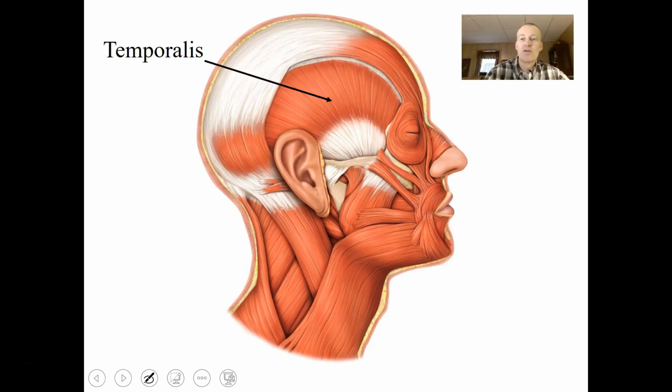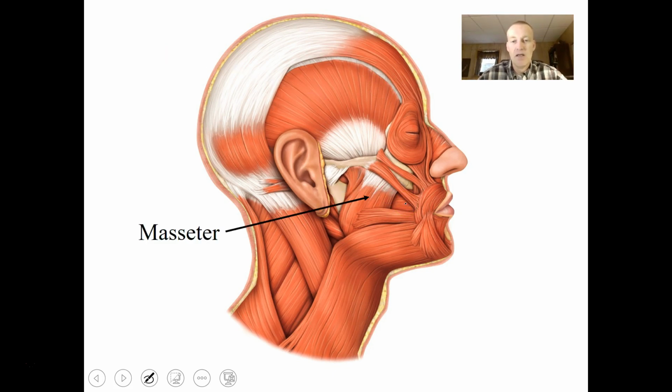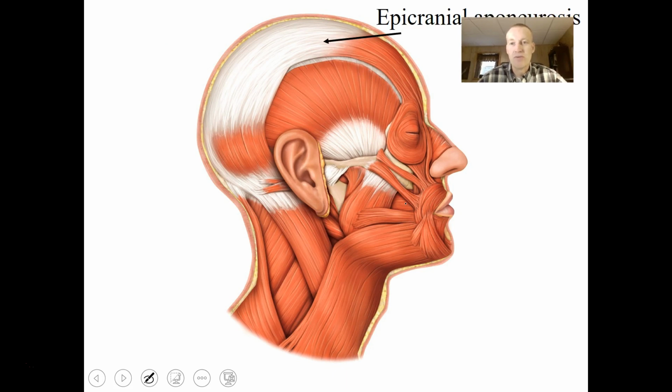So from a side view, we have the temporalis. The temporalis is going to be attached, of course, to your temporal bone. So it's attached to the temporal bone here, and it attaches into your mandible, which is underneath this right here, and it allows you to elevate your mandible. There's the masseter again. We've already talked about that one.